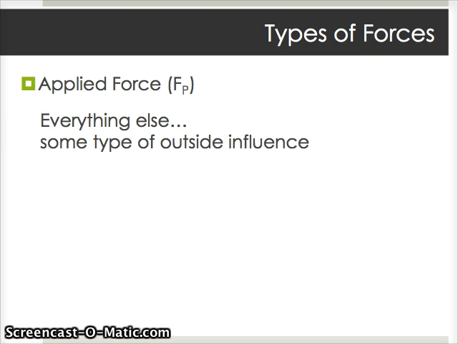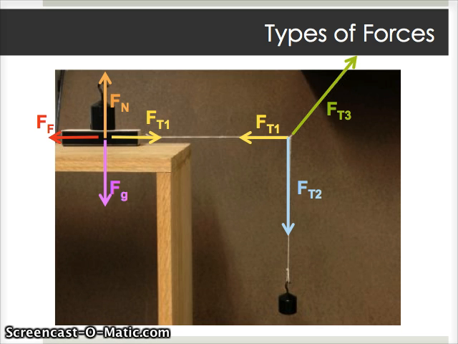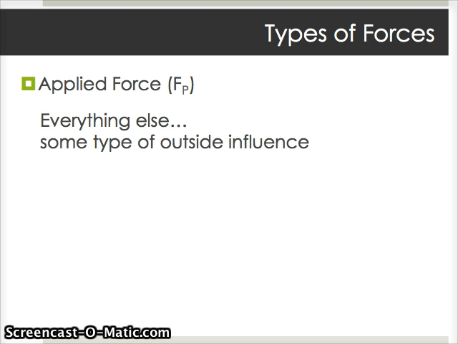All right, the last type of force kind of covers everything else. So if there's something from outside the system exerting an influence, we would have an applied force, and I would often use F sub P for that, but there's really a lot of different ways of labeling that. And again, this is just something from the outside that does not fit into one of these other categories that we would call an applied force.